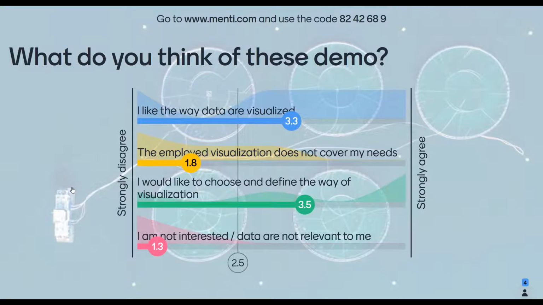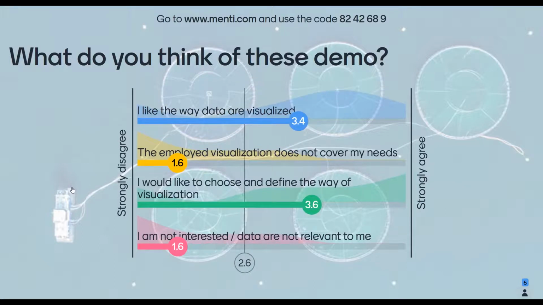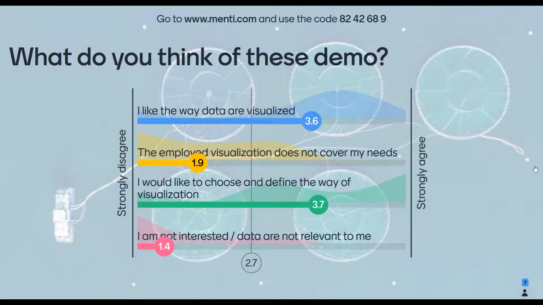Well, I see that it's quite interesting that some people are voting that the employed visualization does not cover their needs. So it would be nice later in the Q&A to discuss that.